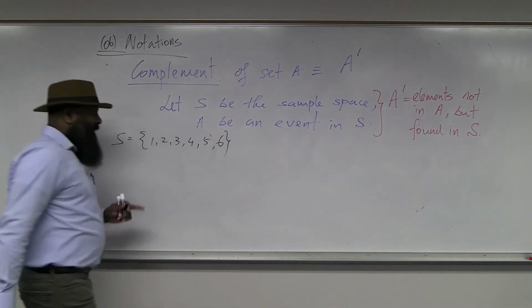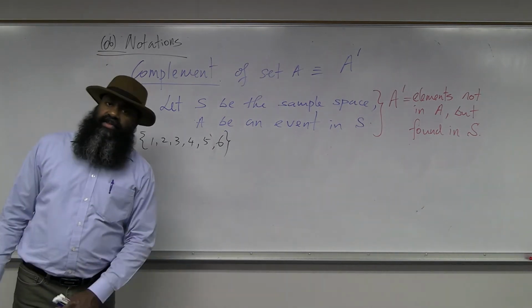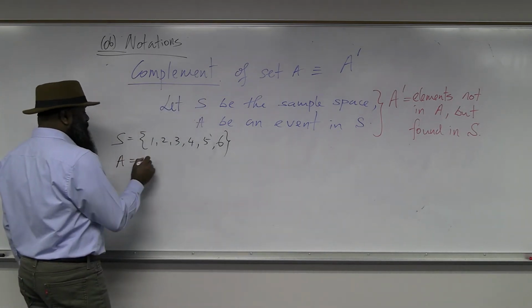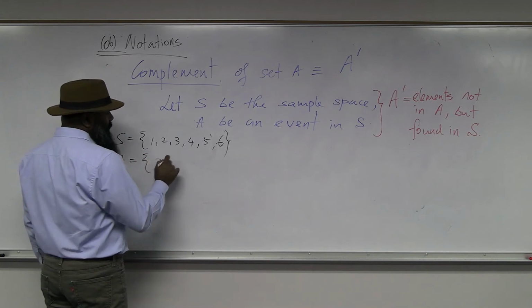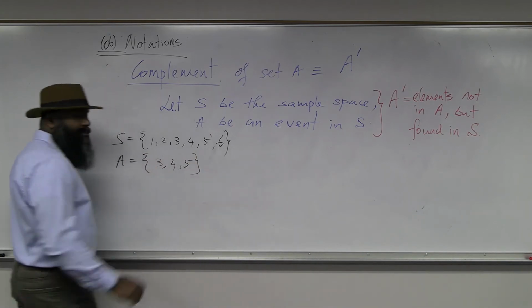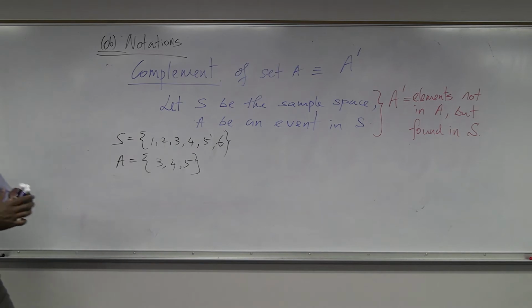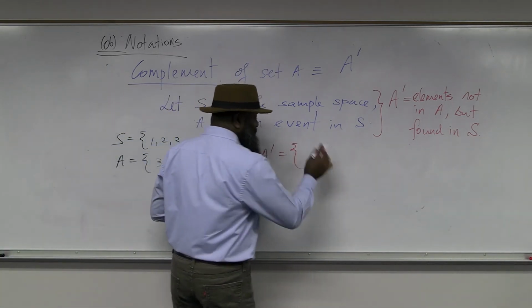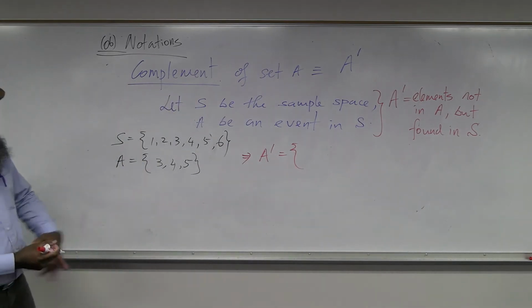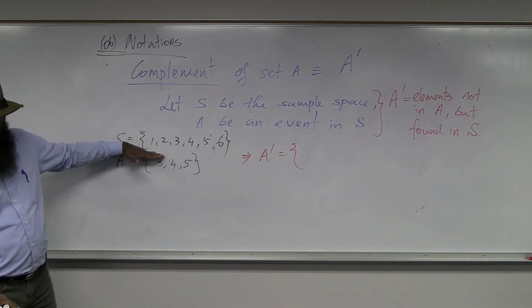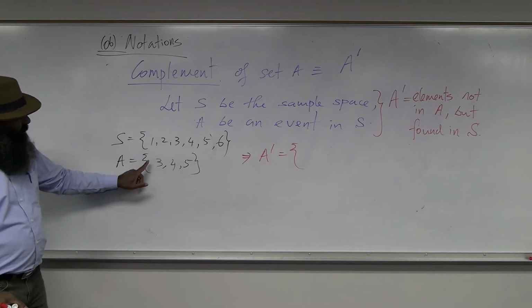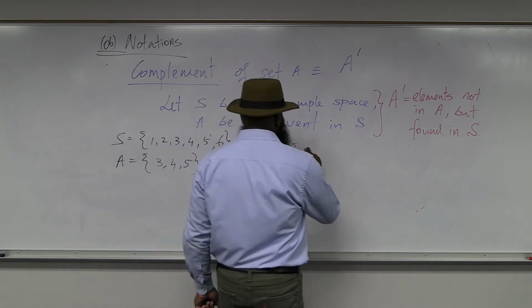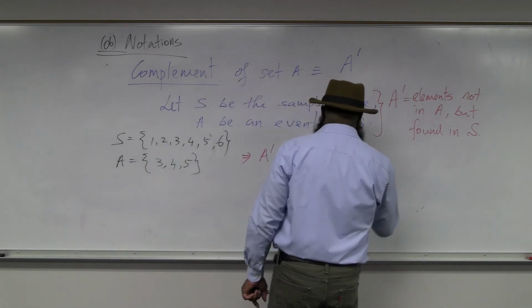For example, let's say our sample space is 1, 2, 3, 4, 5, 6. I will let A be the event 3, 4, 5. Then what should be my A prime? A prime should consist of the elements not found in A, but found in S. Of course, I don't have 1, 2, and 6. Therefore, A prime should be 1, 2, and 6. Okay.